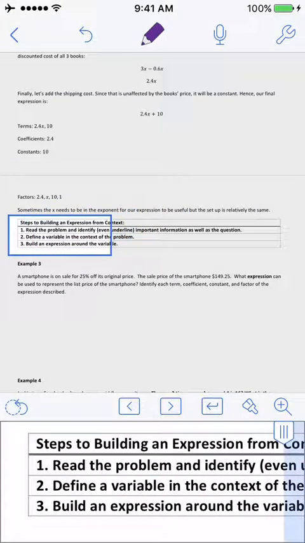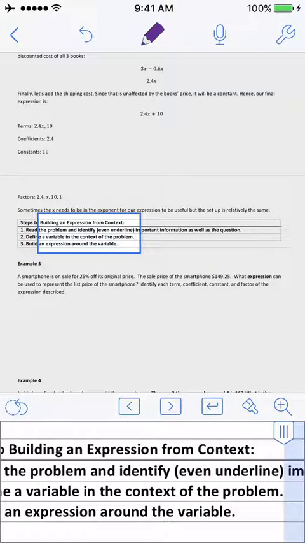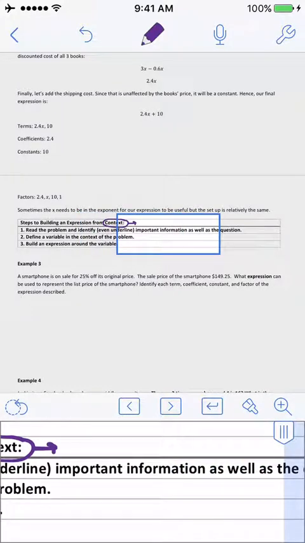So we're just going to jump down to the next page. Steps to building an expression from context. Now here, context, that always means a word problem.